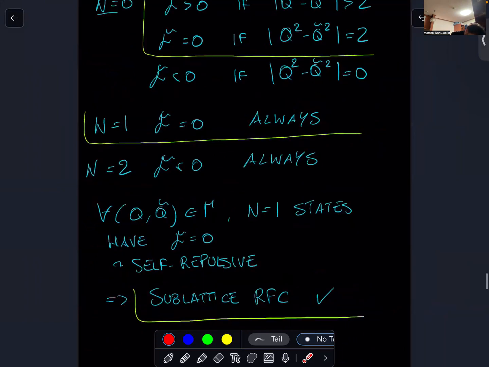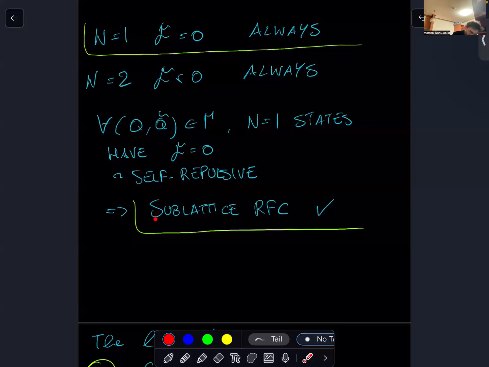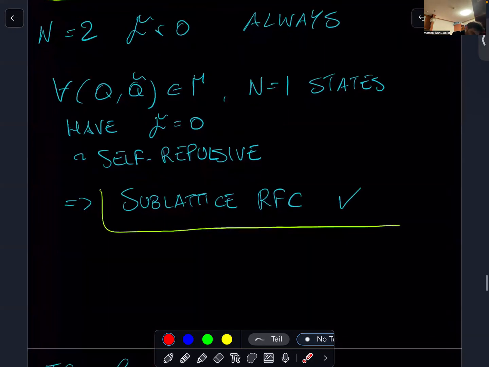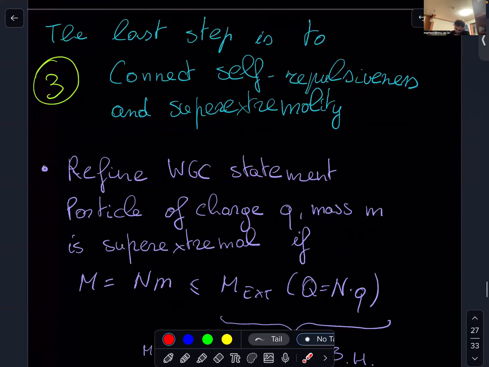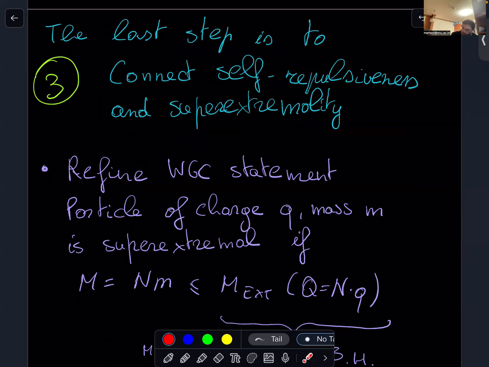They always are self-repulsive. So now the last bit is to ask how to connect this to the super extremality bound, right? So all right. At this stage, just because these states exist, and I've shown this for general Q in this tower of states that exist, this is just showing that the sublattice RFC is satisfied. So now the last bit, which I think also I'm running out of time, but let's do this quickly, is to connect the self-repulsiveness and super extremality.